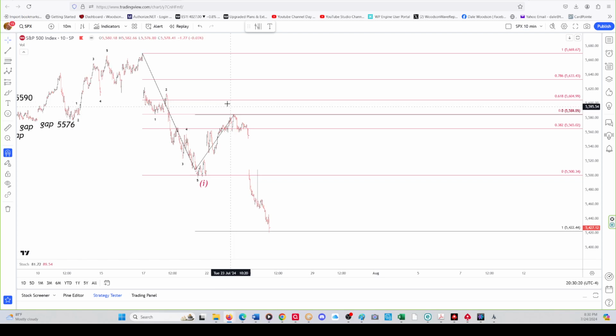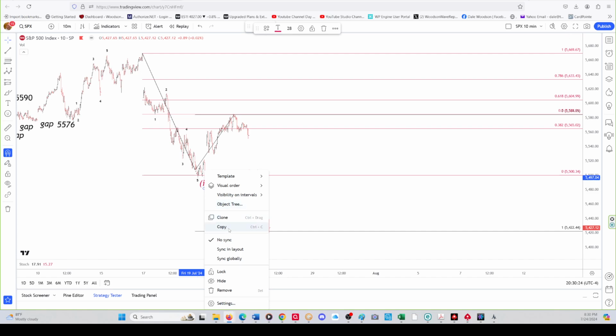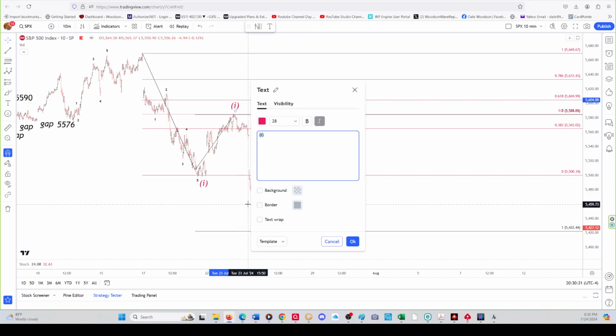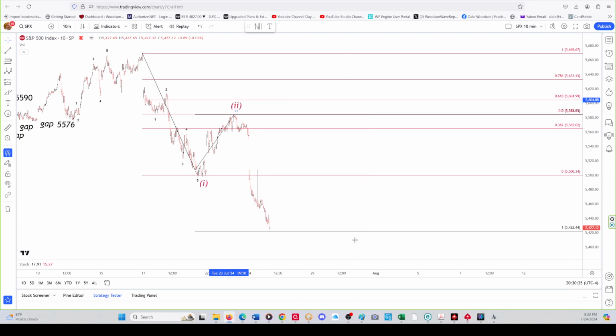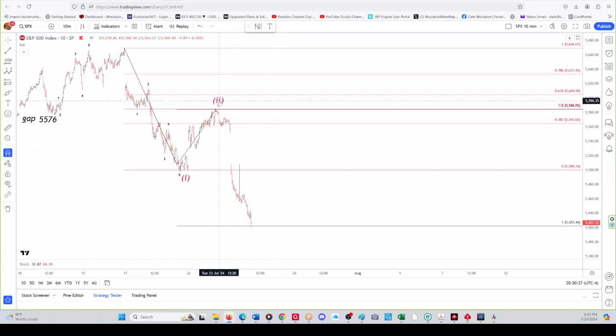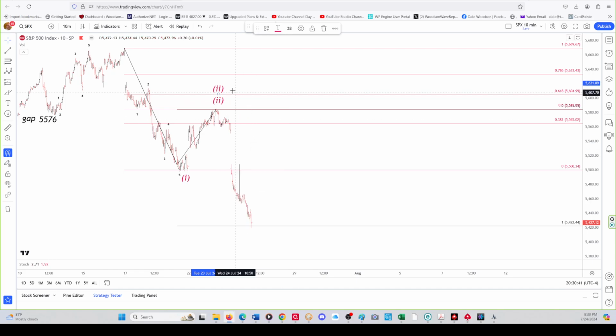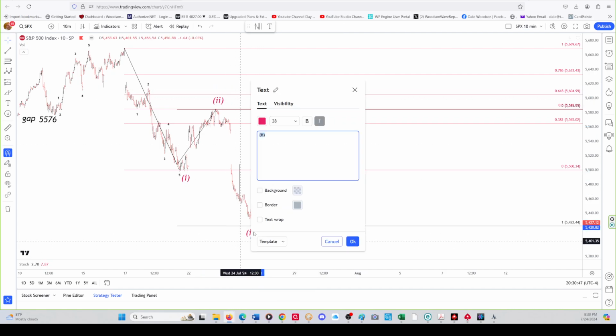Then we have a perfect Fibonacci 50% retrace to make wave 2 up there, and we'll make that like this. And this here is wave 3 or C. Let me put that in there, and I want to explain to you guys what's going on as soon as I get that in. Let's get into settings here. Here we go with the 3.